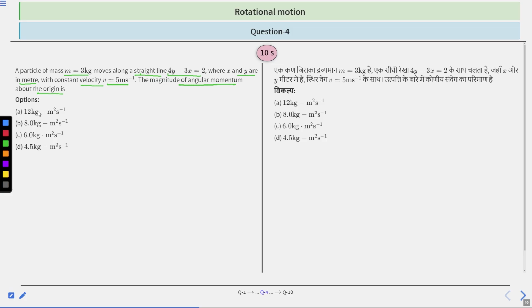Clear? Given options: option A is 12 kg meter square per second, option B 8 kg meter square per second, option C 6 kg meter square per second, and option D 4.5 kg meter square per second. So which option is correct? Option A, option B, option C, and option D. You have 10 seconds to solve this question. After 10 seconds, we will provide the solution. Clear?